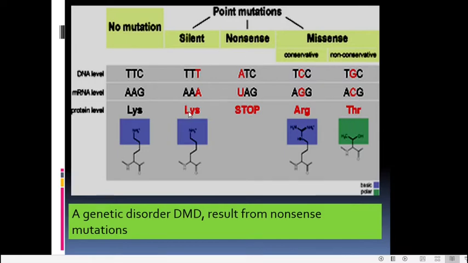So silent is a mutation which doesn't produce any change in the amino acids incorporated in the protein. There is no visible phenotypic change observable. Nonsense mutation is one in which instead of an amino acid coding codon, we get a stop codon, and there will be early termination of protein synthesis. And missense mutations are those in which one amino acid is replaced by the other. The classical example is sickle cell anemia.